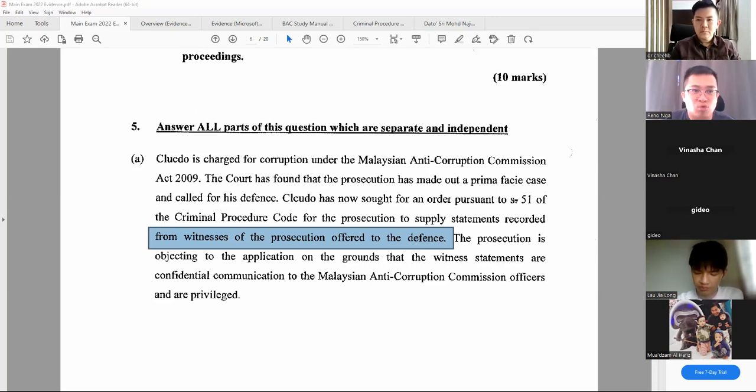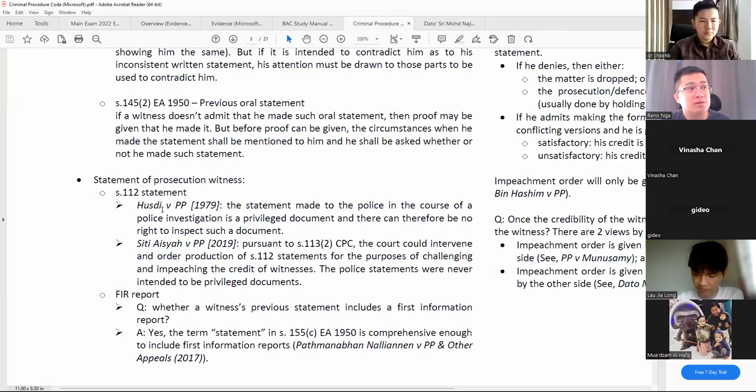Alternatively, we can also talk about Gusti and Siti Aisha to say that Gusti says the 112 statement is privileged. However, Siti Aisha says the 112 statement is not privileged. However, my opinion is that this is about criminal, but we are sitting the exam for evidence. So if we can, I think we better use the keep argument, but not to say right or wrong.